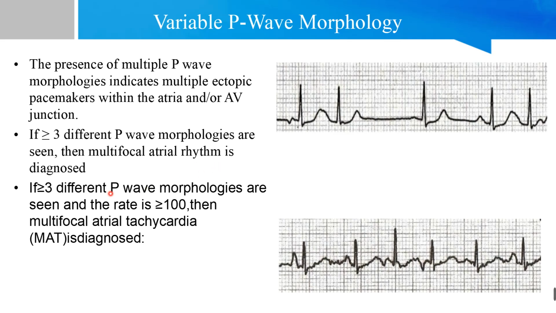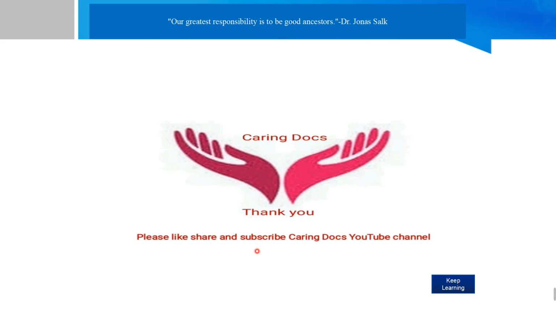If P wave morphologies are 3 or more and there is tachycardia, then we call it multifocal atrial tachycardia. Here we can see a tall P wave, a small T wave, again a P wave. The P wave width is increased, and the P wave is inverted. So here we see 3 or more different P waves, and we also see the heart rate is almost 150 or more. It is tachycardia, multifocal atrial tachycardia, especially seen in COPD.